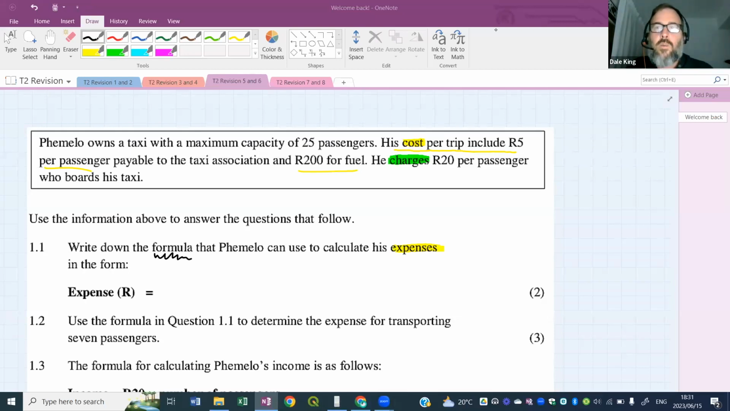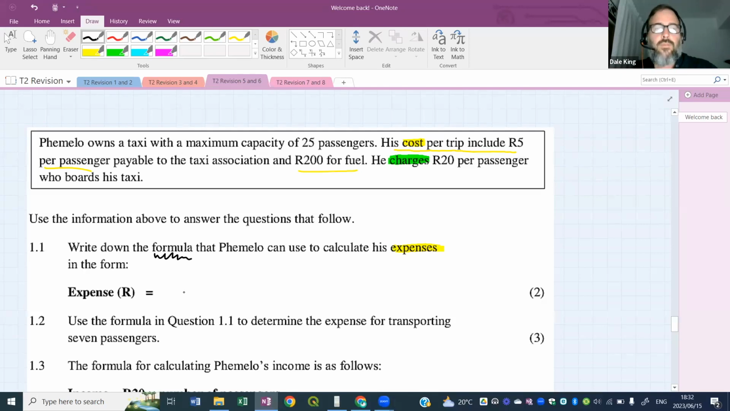All right. So we need to work out a formula to determine his expenses. Now, I've written here and underlined in yellow: we've got to take into account that he has to pay 5 Rand per passenger, and he has to pay 200 Rand for fuel for a trip. So expenses for a trip must include a per passenger payment and a 200 Rand fuel. So how could I build this formula? If you had to type this on the calculator, what would you do? How would you type this on a calculator? Let's say you had 10 passengers. How much would it cost them? How would you work that out?